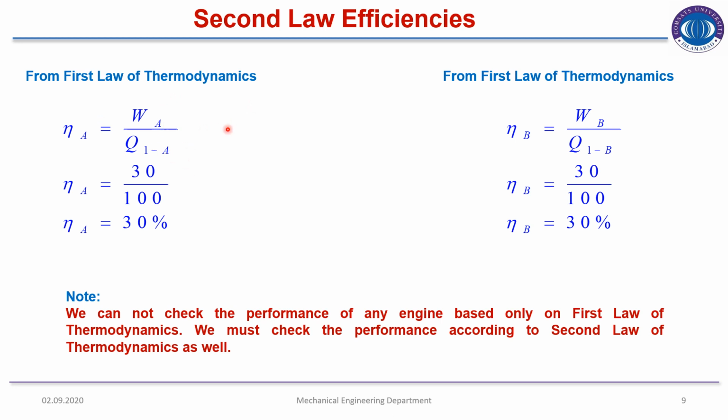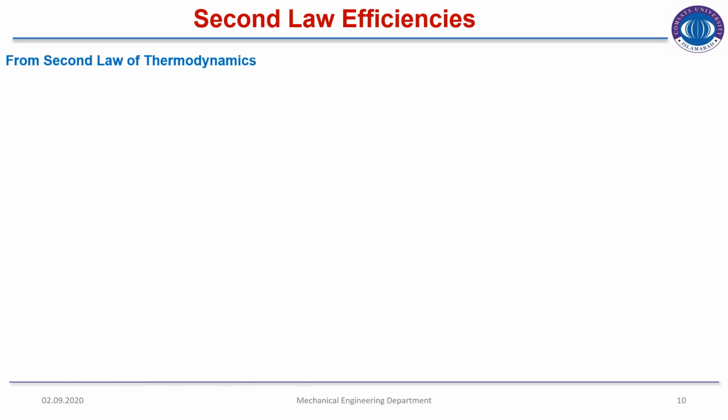So in the previous slide we have two different heat engines, but they have similar parameters. So QH and QL and W work output for both engines was the same, but the source temperatures were different. So heat engine A has a lower source temperature and heat engine B has a greater source temperature. But when we checked the thermal efficiency based on the first law of thermodynamics, it is the same for both heat engines. Now we will check the thermal efficiency according to the second law of thermodynamics. So what is the procedure?